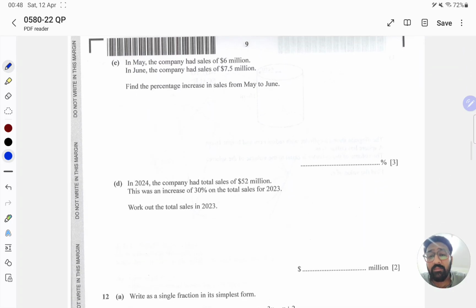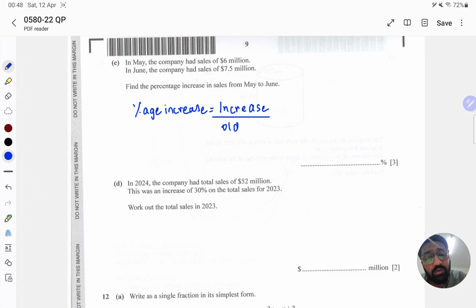C part says in May the company had sales of $6 million. In June the company had sales of $7.5 million. Find the percentage increase in sales from May to June. Whenever you need to find the percentage increase, remember, the thing you are finding the percentage of is always written in the numerator, divided by the old value, the original value, multiplied with 100. This is the formula that you will use to find the percentage.